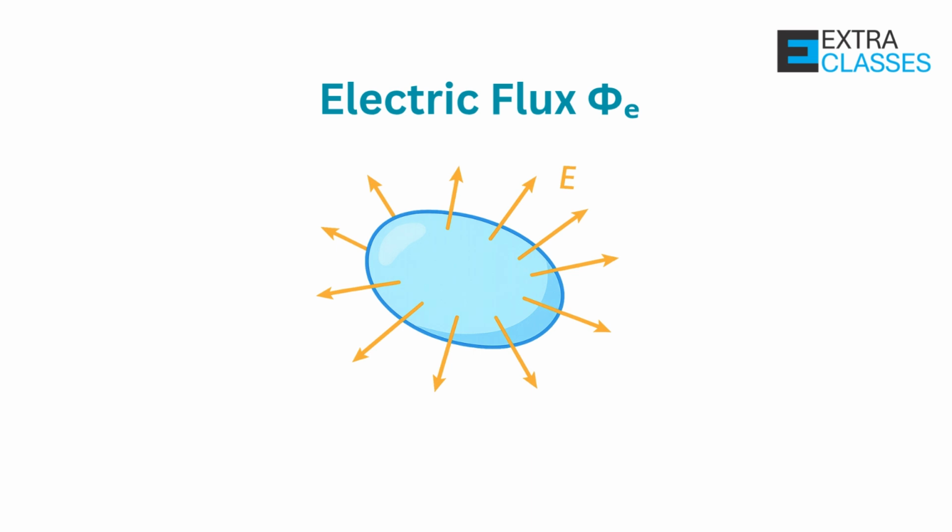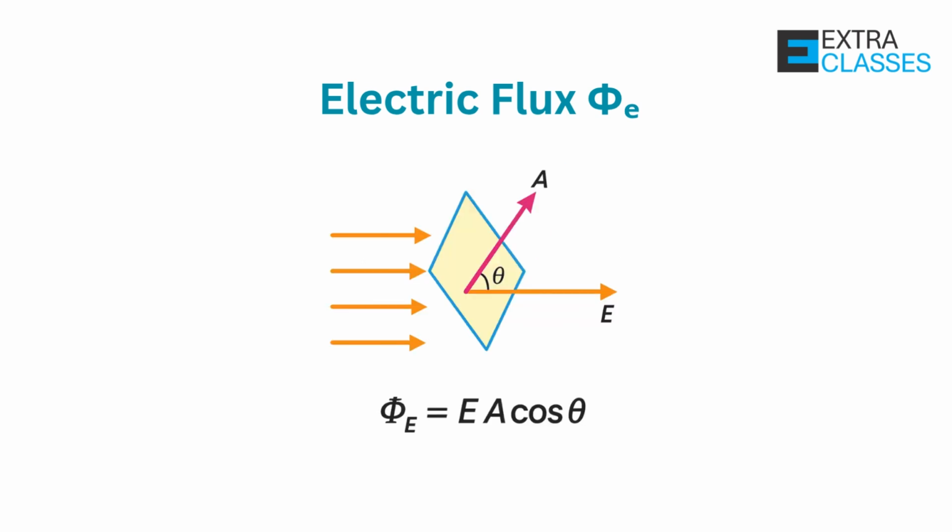Let's study electric flux, or Phi. Electric flux represents the total number of electric field lines passing through a given surface. It gives a measure of how strongly the electric field penetrates a surface. It is a scalar quantity, though it depends on the angle between the electric field and the surface normal.